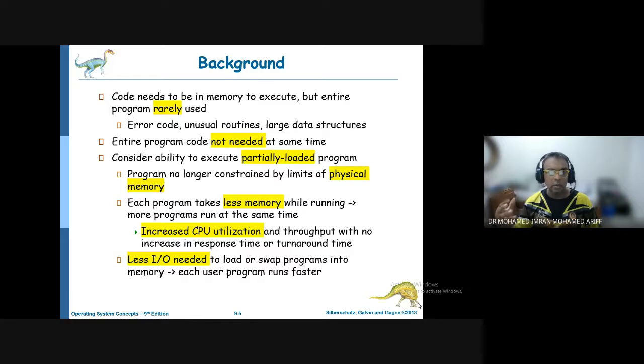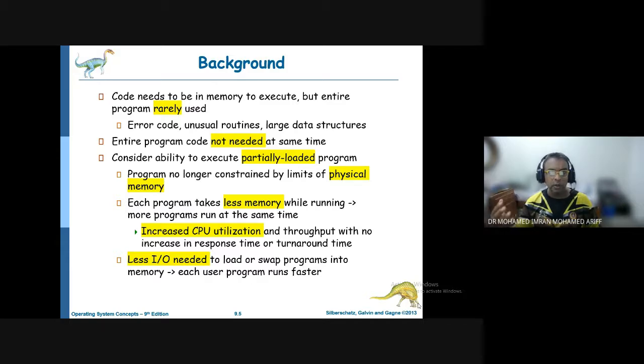So each program will take less memory space in the RAM. Why? Because it gives opportunity to other programs to be put inside the memory as well. By doing so, the CPU utilization is much better, and the throughput is also much better. What is the throughput? The throughput is all the outcomes that come out of the CPU utilization, the output.